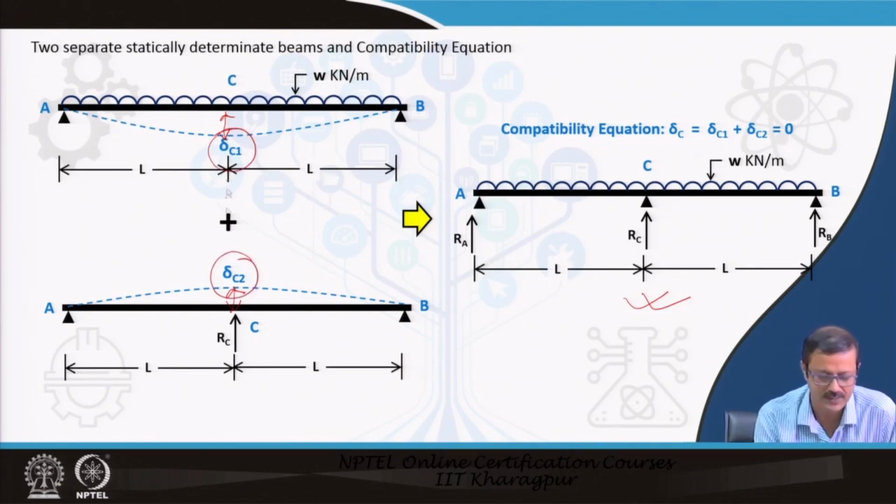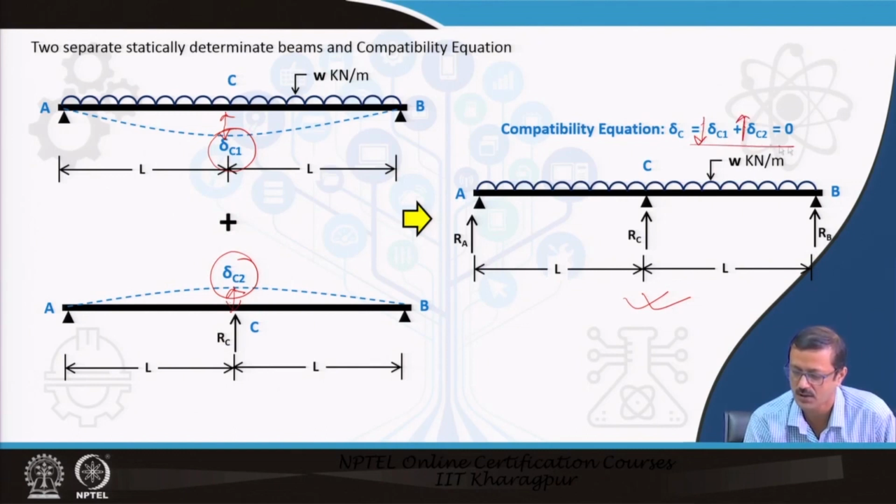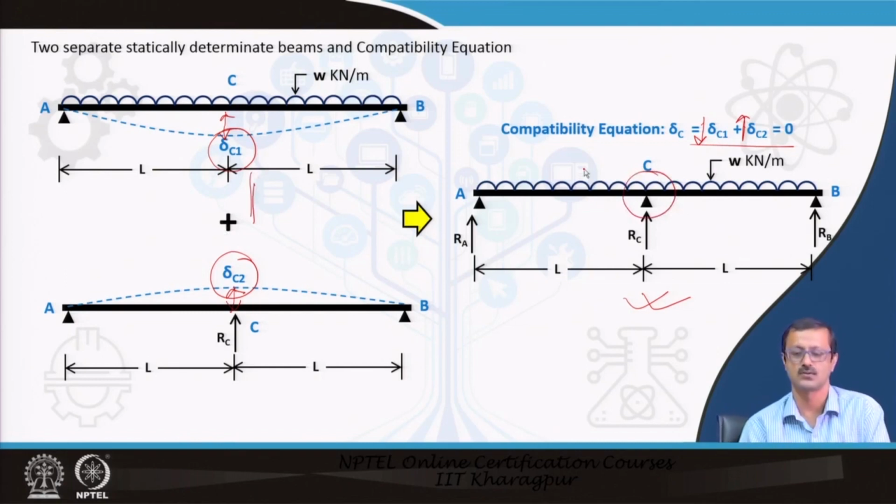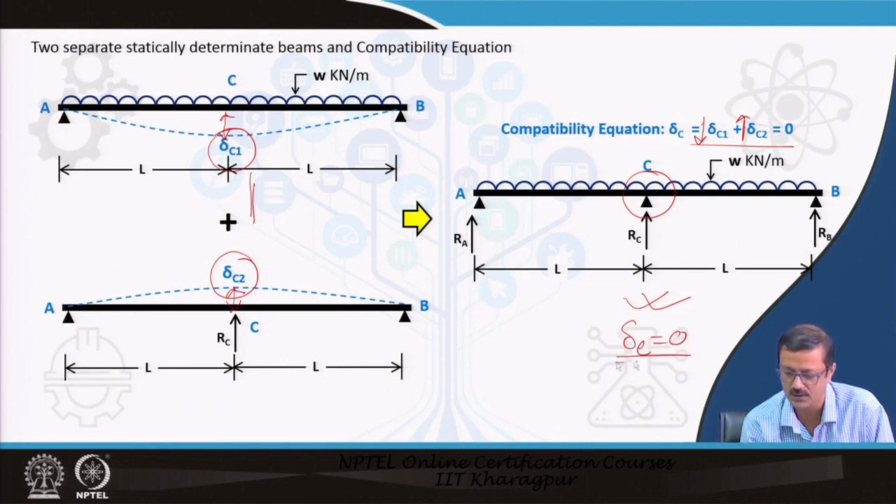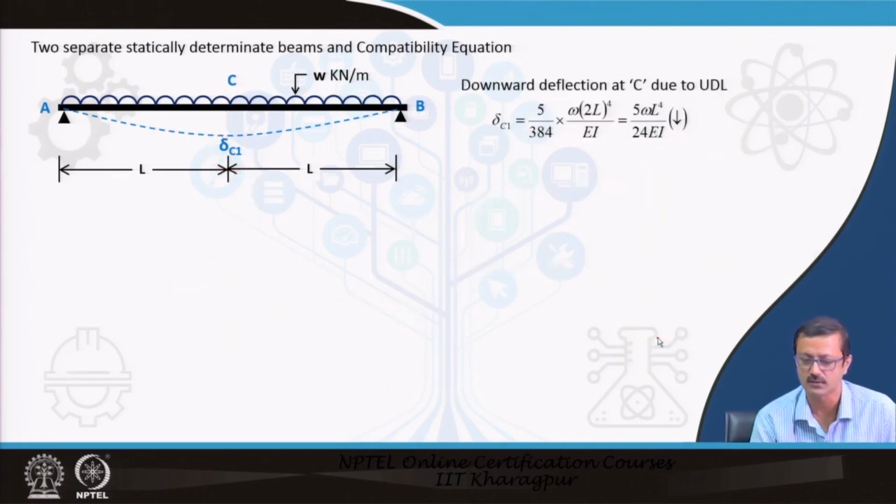Of course, you have to treat one as positive and the other as negative, since one is downward and one is upward, so that has to be 0, or this must be equal to this, because finally at the point C there is no deflection. Delta at C is always going to be 0 because of this particular support. So, first I found out how much is the delta C1.